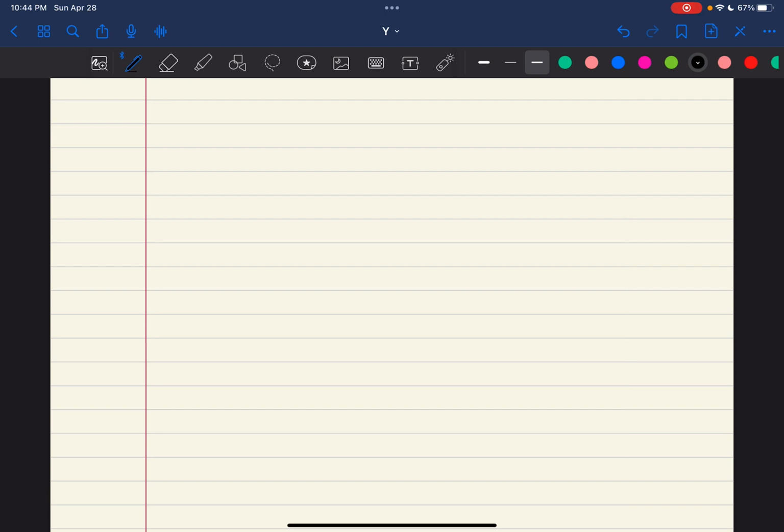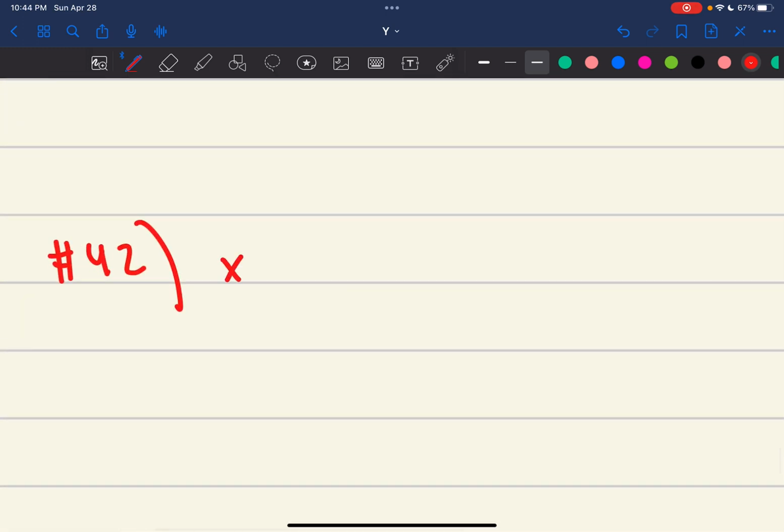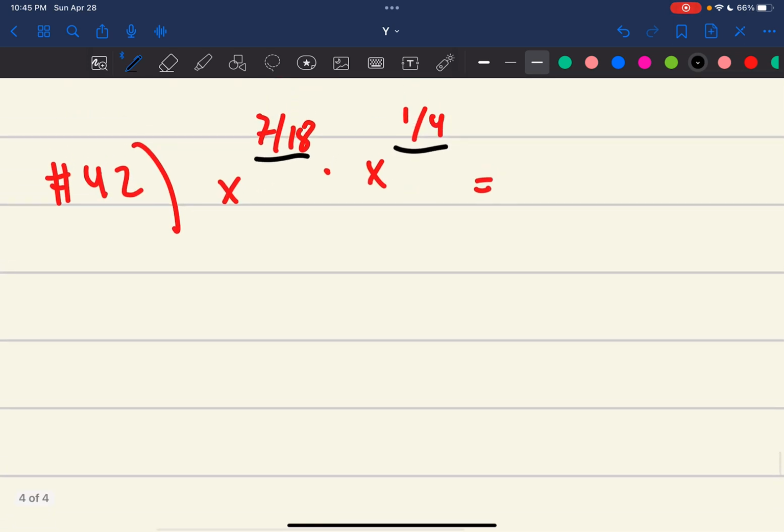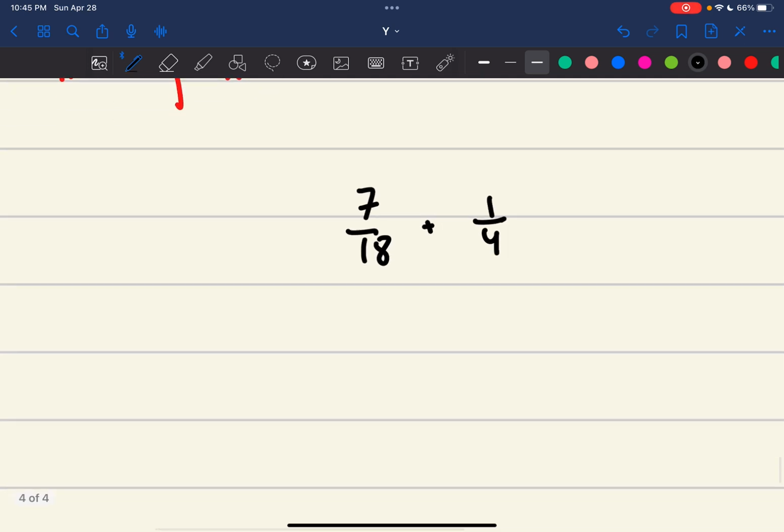Now I'm going to do number 42. So x to the 7/18 times x to the 1/4. When you multiply two numbers with exponents and they have the same base, the exponents are added to each other. You're just adding, but now you have to take into account that they are fractions. So what do you do? You find a common denominator.